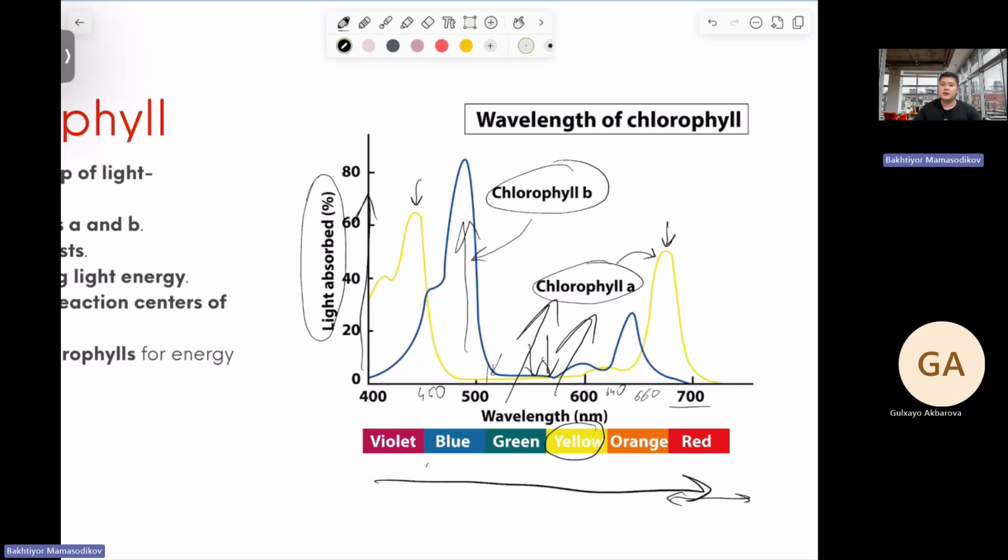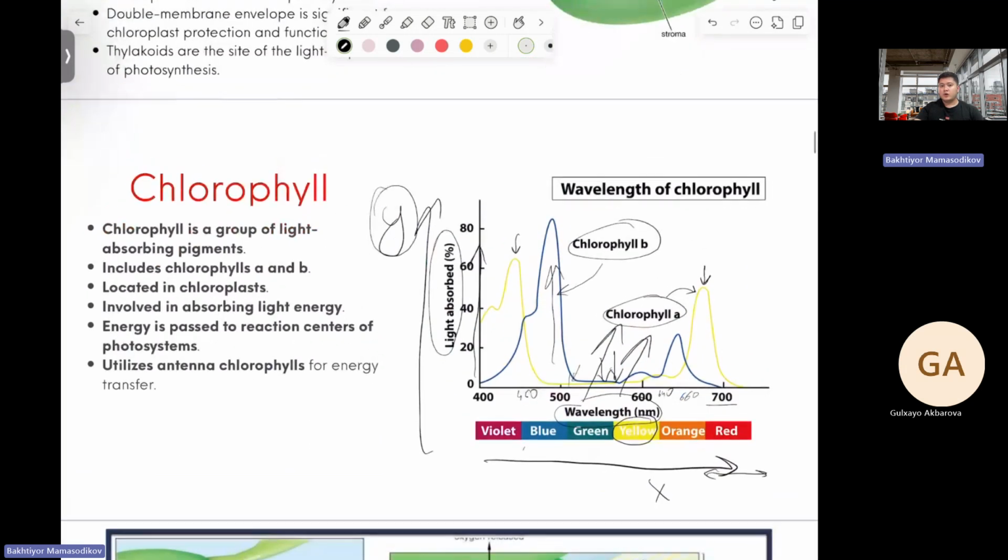In these axes, this is the x-axis and this is the y-axis. In the x-axis you can see the wavelengths, and in the y-axis you can see what percentage of the light is absorbed, okay?